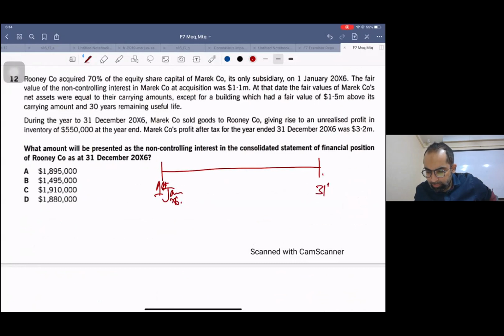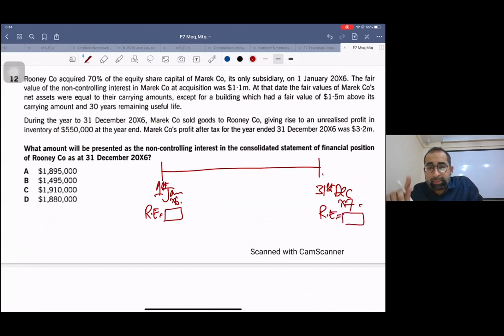So when it's only one year, and they have given you the retained earnings of S company at the beginning and retained earnings at the end, normally the opening and closing differ, and it's only one year. So when it's only one year, the difference of retained earnings is basically S company's profit after tax, or you can also call it S company's post-acquisition retained earnings. Both things are correct.